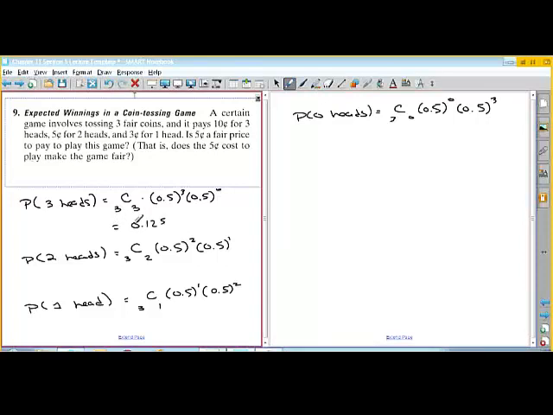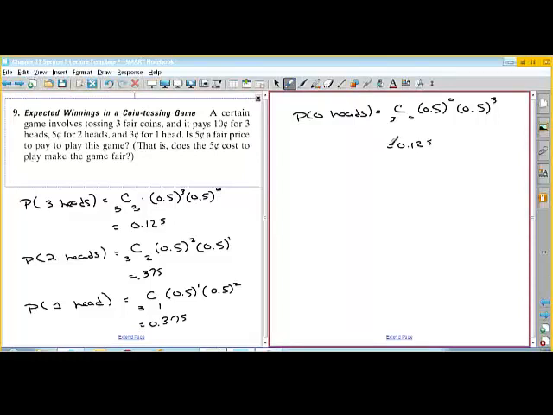And if you do the calculations, you'll get 0.125, 0.375, 0.375, and 0.125. So those are the four possibilities. If you add these four numbers together, you get 1.